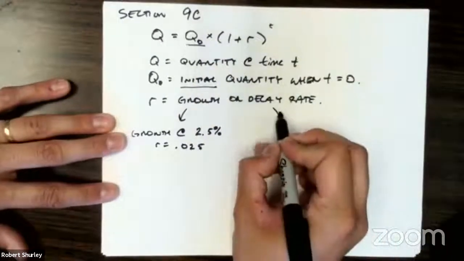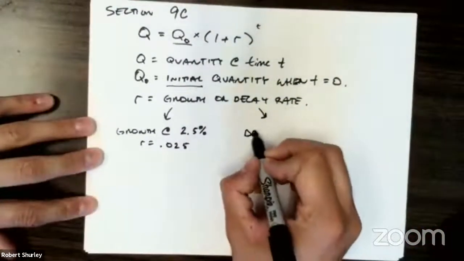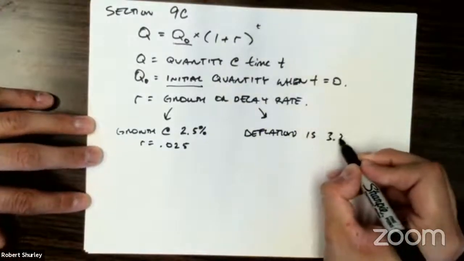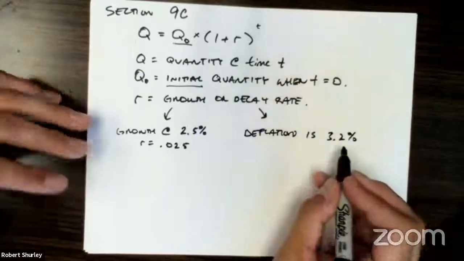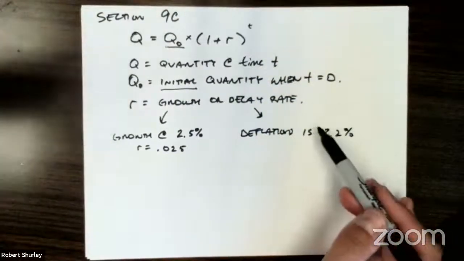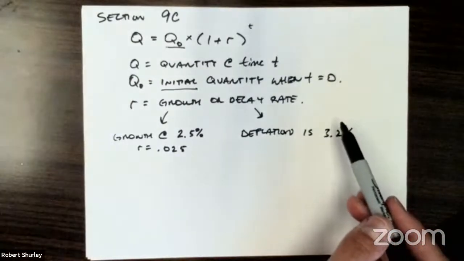Now, let's say we had a decay rate. Let's say deflation is 3.2%. Deflation means, of course, that this is the value that a good decreases in value each year, a percent that a good decreases in value, right?